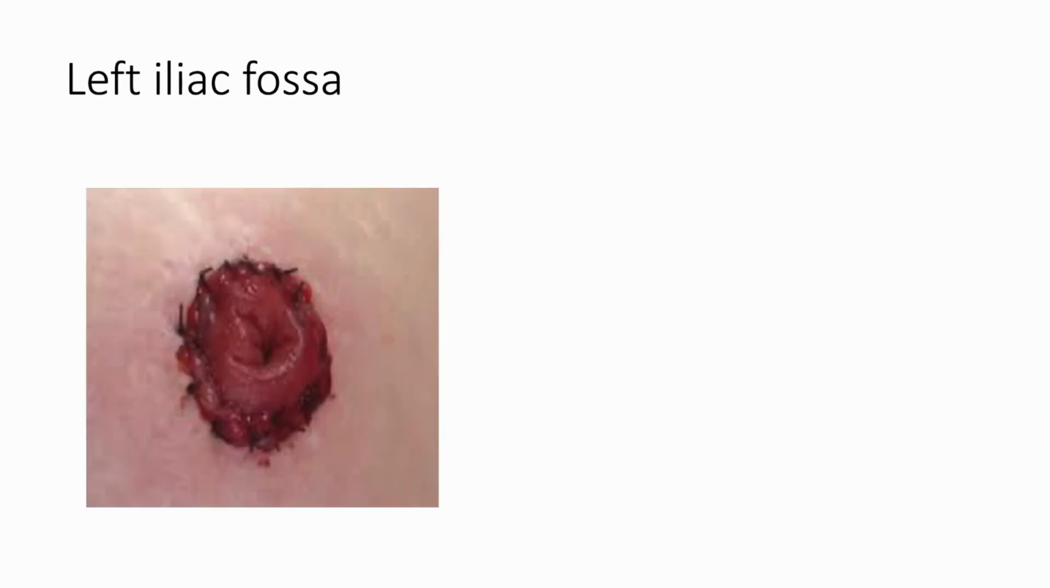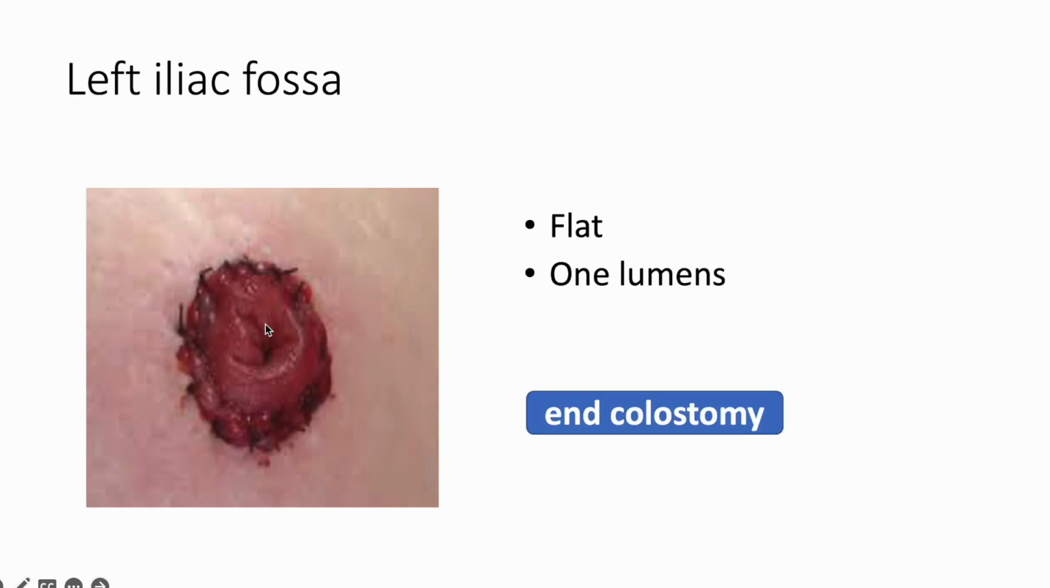Another is a stoma on the left iliac fossa. If you look closer, it is a flat stoma, it's not spouted, and it has 1 lumen. So this is an end colostomy.